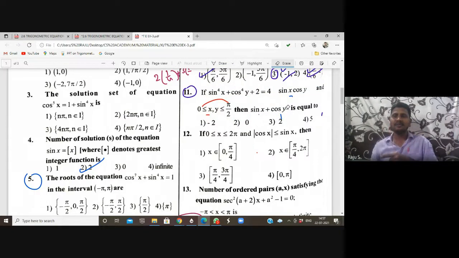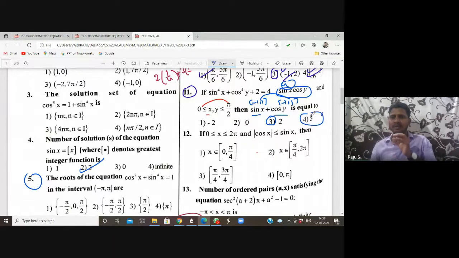For any other values, sin value is maximum 1, cos value is maximum 1, but 4 into 1 we'll get 4 alone. But see, sin x plus cos y, each is from minus 1 to 1. Think about this. In case both are 1, 1 plus 1, the maximum value becomes 2.